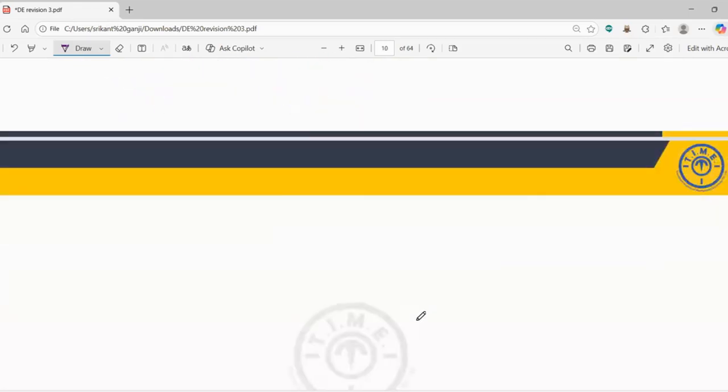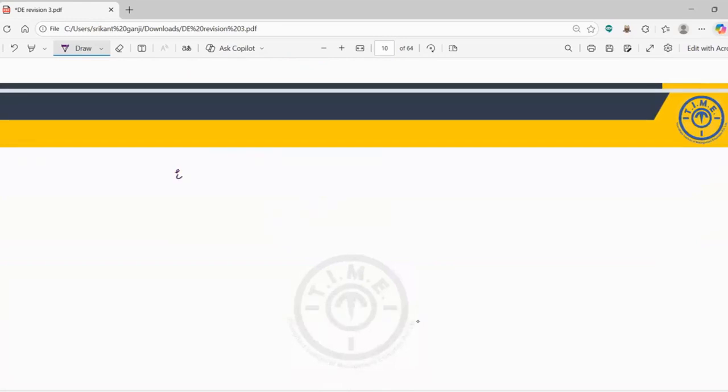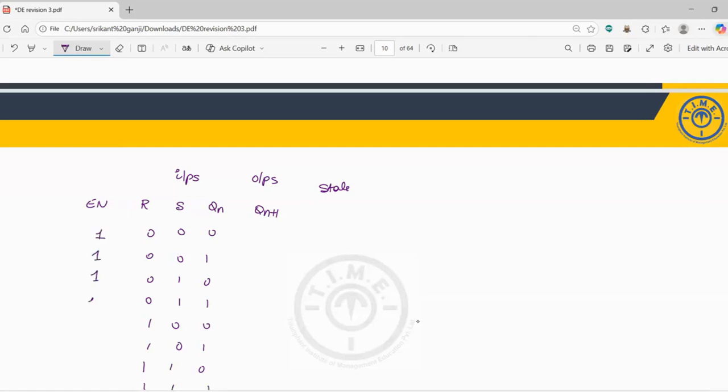So what is the truth table for this one? If the enable input is 1, then only the output will be displayed. So first of all, I am taking reset and set here, and then Qn plus 1, and the state. So this is 0 0 0, 0 0 1, 0 1 0, 0 1 1, 1 0 0, 1 0 1, 1 1 0, and 1 1 1. For all of these I can keep the enable input as 1 here.